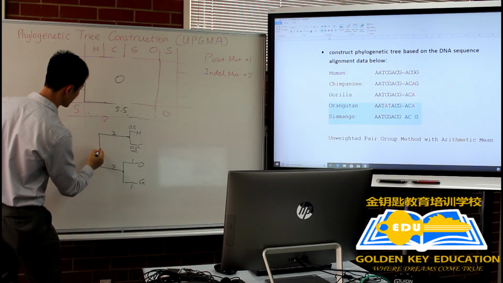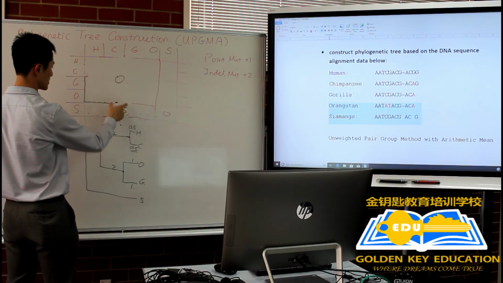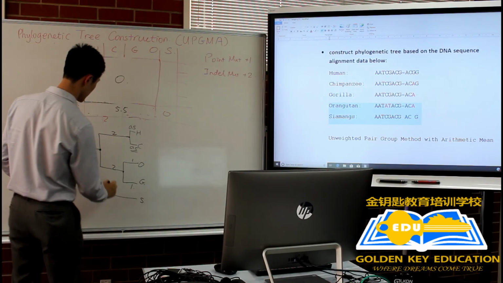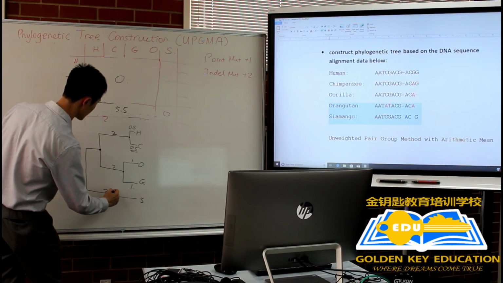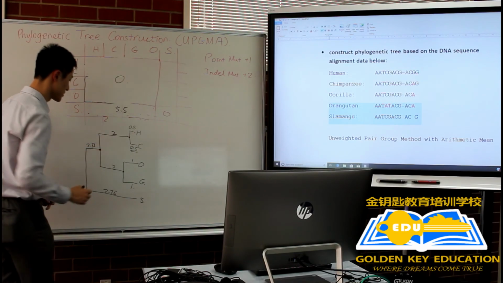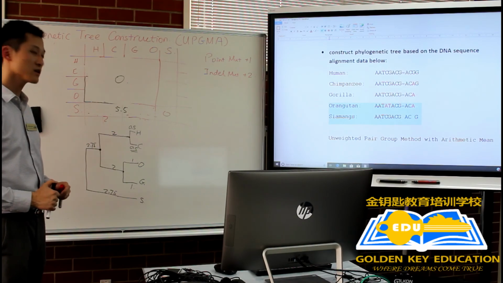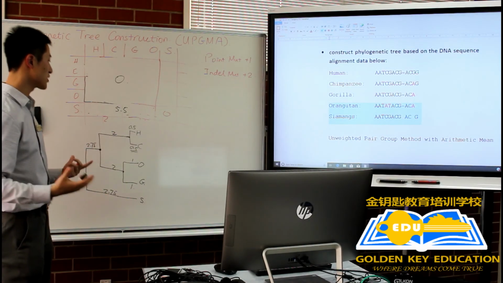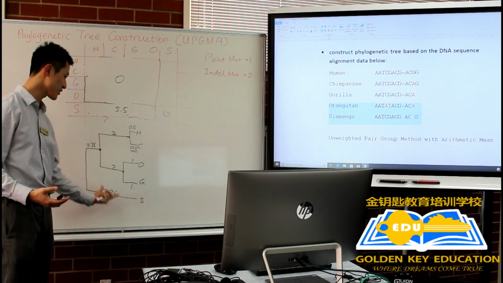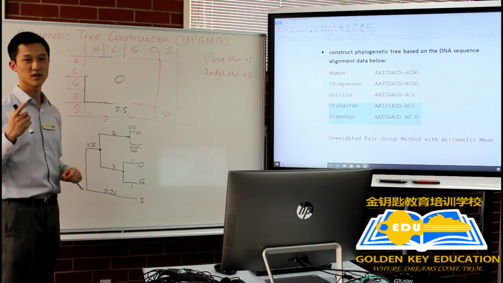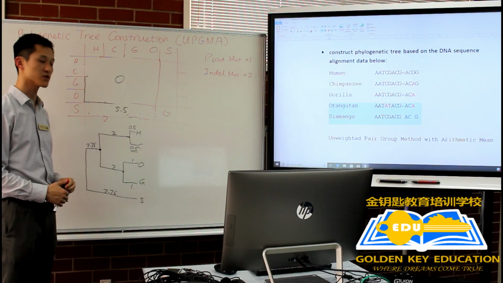Now again, from here, the siamang will have a distance of 5.5. So therefore, these distances will be 2.75 and 2.75 there. I hope that makes it clear, but in reality, what we are looking for is not the genetic distance, or how accurately you calculate them. What is important is the topology of the graph, or the shape of the phylogenetic tree.